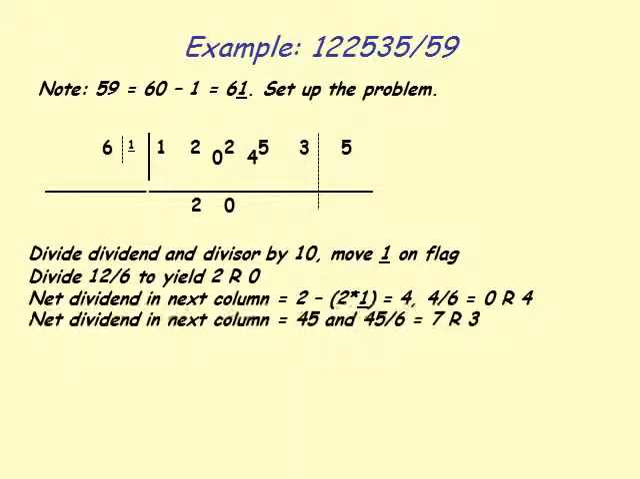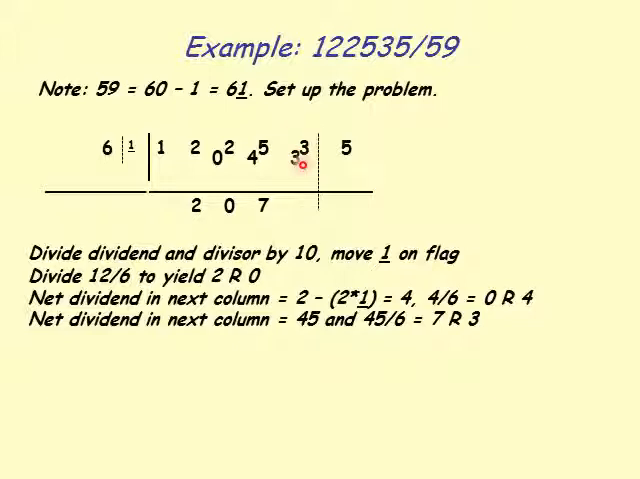In the next column we have 45 here plus the adjustment due to the remainder 0 times the flag digit, 0. So 45 minus 0 is still 45, and we divide 45 in this column by 6. I got 7, remainder 3. So we get 7, remainder 3.